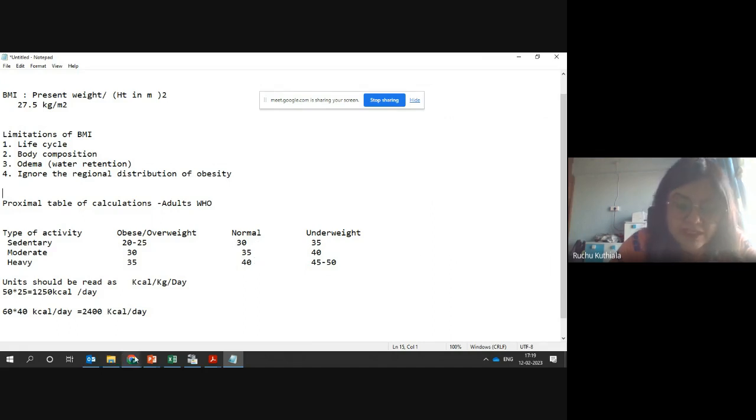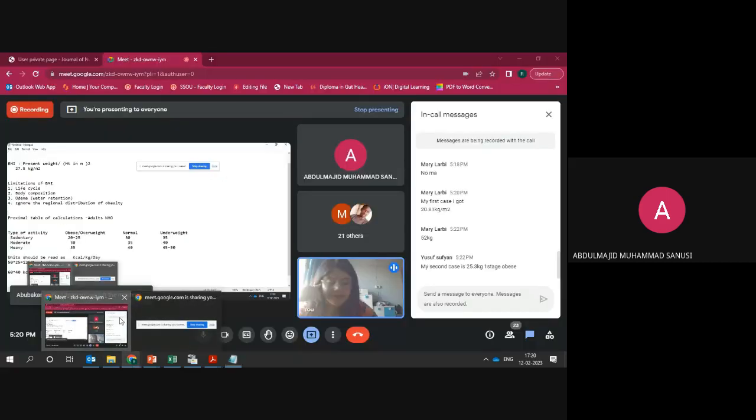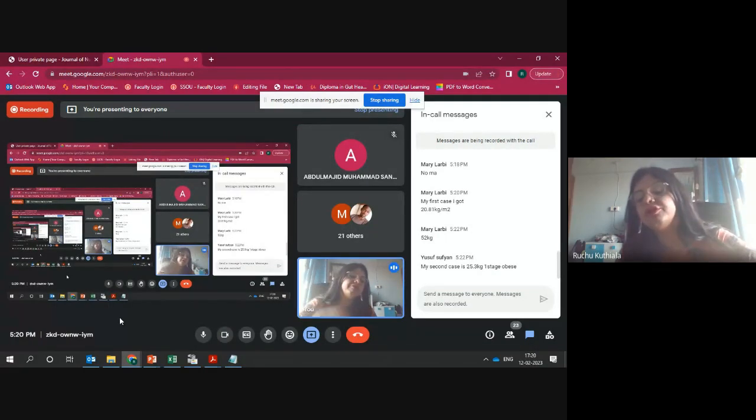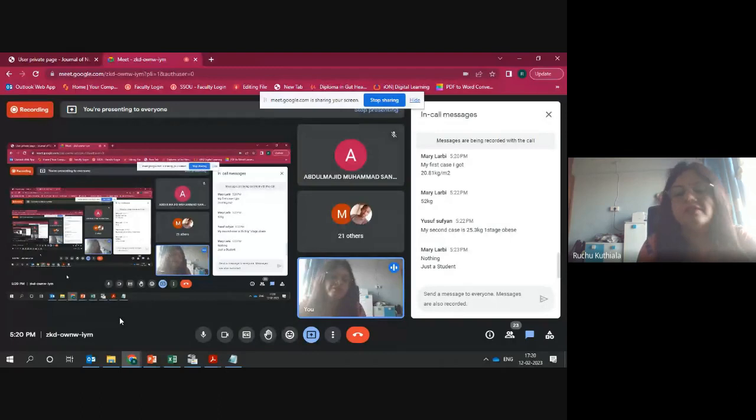So Mari, could you also specify to me whether this person is sedentary, moderate or heavy according to you? Are they doing some exercises? Then you can pick up moderate. Or they are not doing anything. Yusuf, I'll calculate for you also. Let Mari answer to me. In 52 kg, are they sedentary, that means not doing any exercises, or they do some exercises? Okay, nothing, just a student.